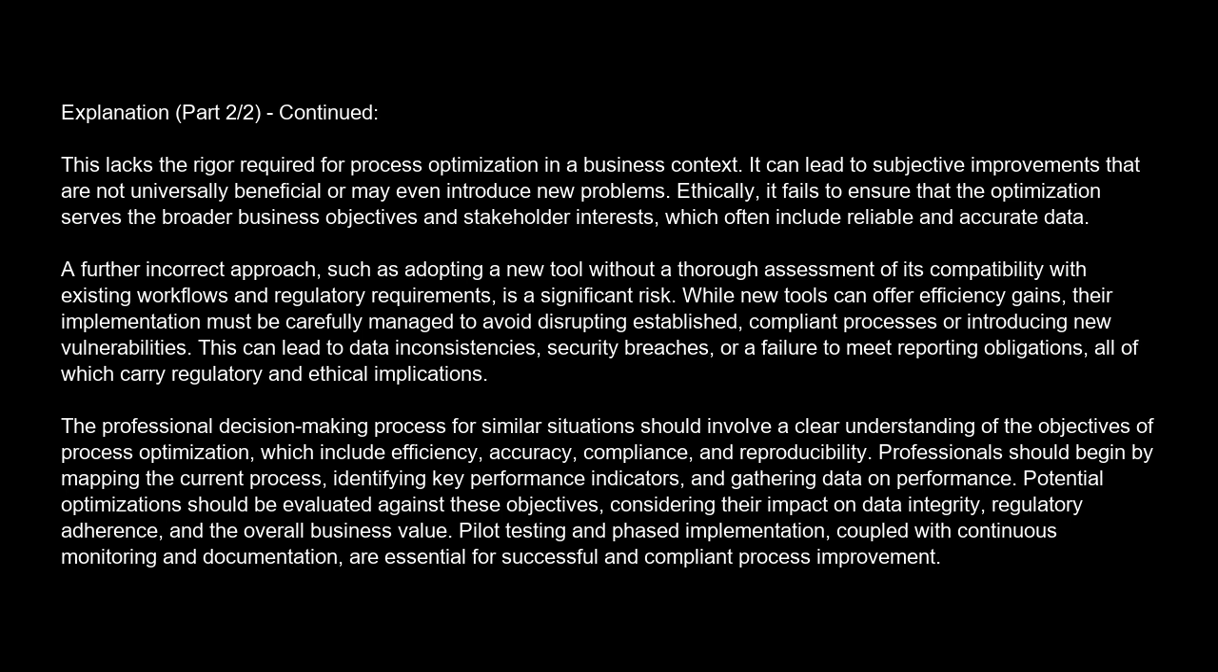The professional decision-making process for similar situations should involve a clear understanding of the objectives of process optimization, which include efficiency, accuracy, compliance, and reproducibility. Professionals should begin by mapping the current process, identifying key performance indicators, and gathering data on performance. Potential optimizations should be evaluated against these objectives, considering their impact on data integrity, regulatory adherence, and the overall business value.